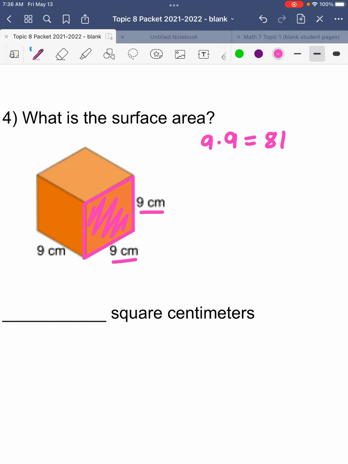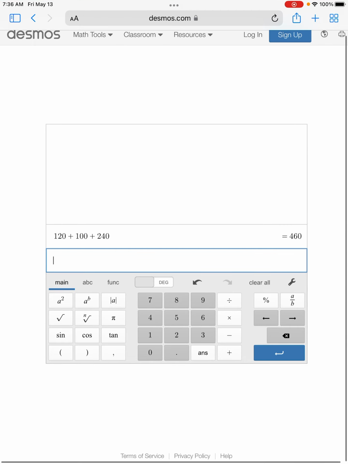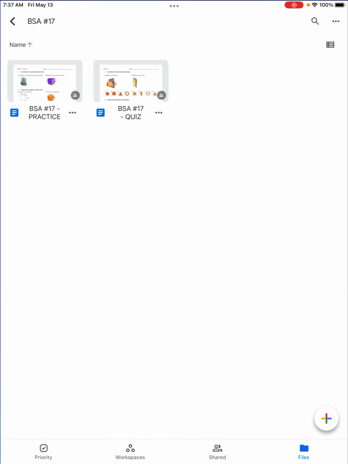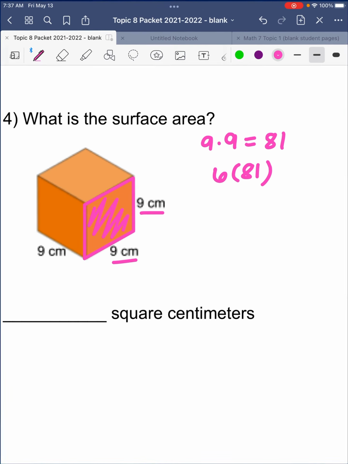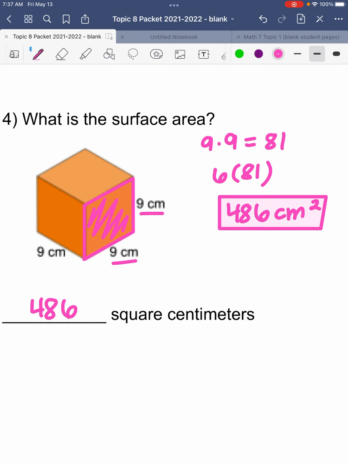Well, how many sides have that same area? In other words, how many sides are there on a cube? Well, there's going to be 6 sides on a cube, so I can just multiply 6 times 81 to find my area. So let's do that. So 6 times 81, I get 486. So we get 486 square centimeters. That's our answer. And I would just write that on the line that's given to me right here, 486.